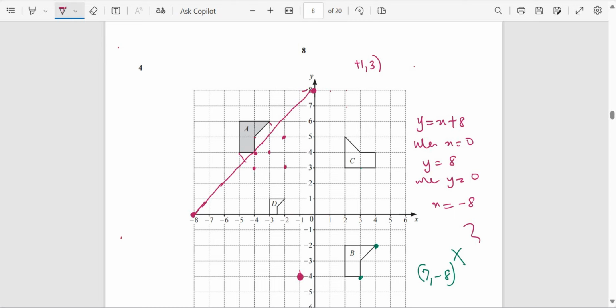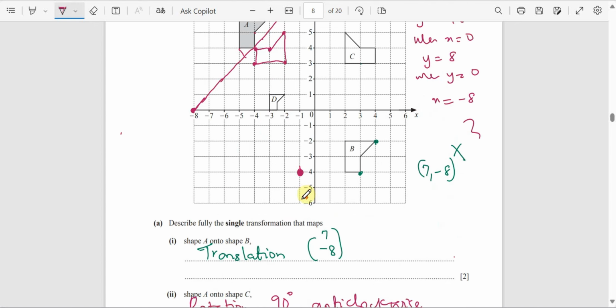So let's join the points. We have this to this, this to this, this to this, and then this to this. So yes, make sure you use a ruler so you can get a perfect shape.